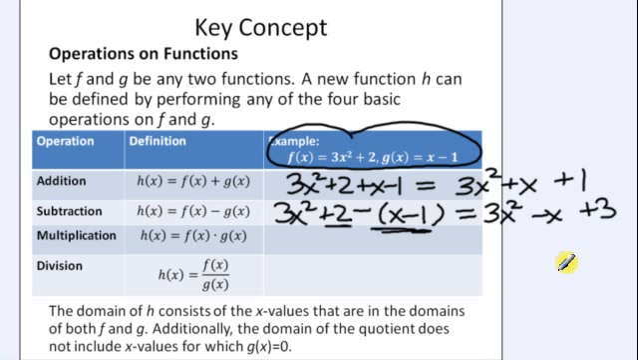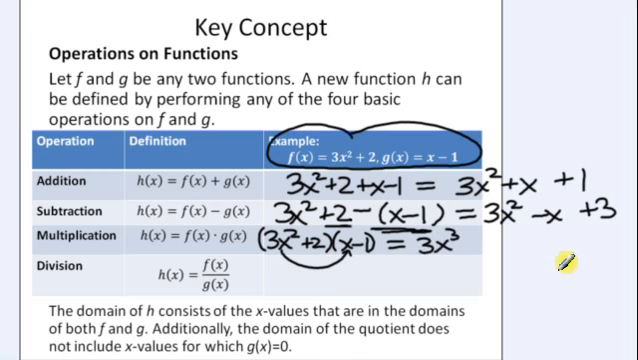Now for multiplication, I'm multiplying the quantity of f of x, 3x squared plus 2, times the quantity of g of x, which is x minus 1. And here I have a binomial times a binomial, so I would need to multiply that out using FOIL, or just making sure that I distribute each term in the first to each term in the second. So 3x squared times x would be 3x cubed.